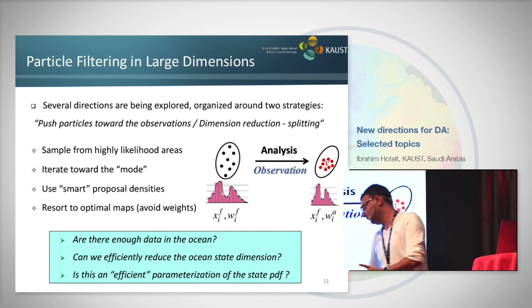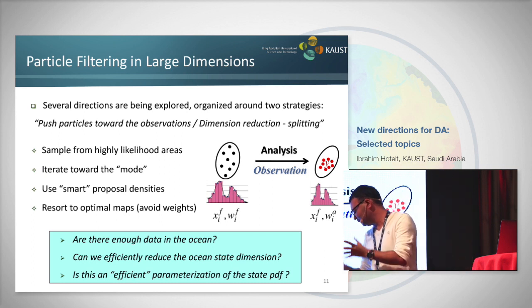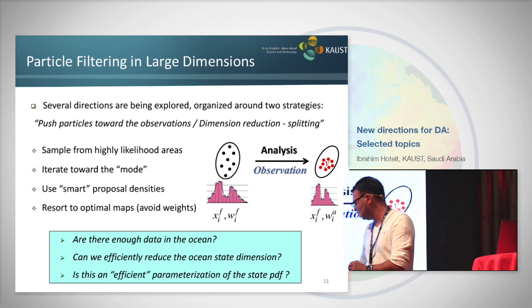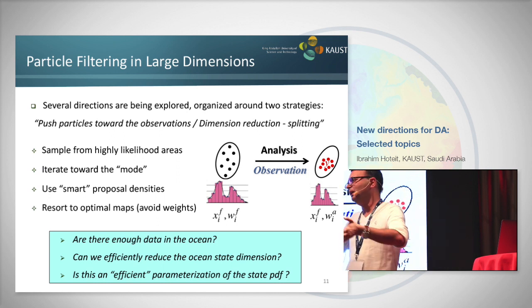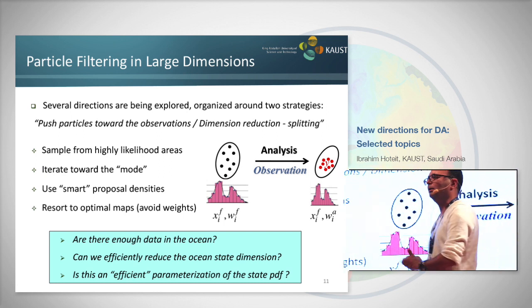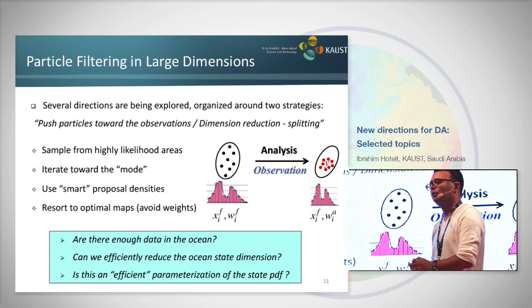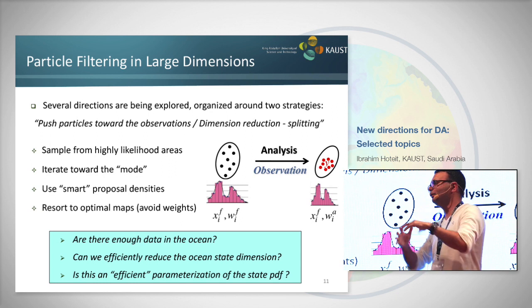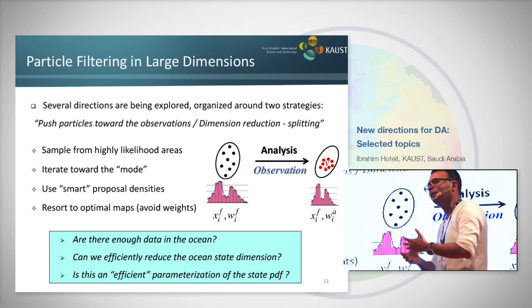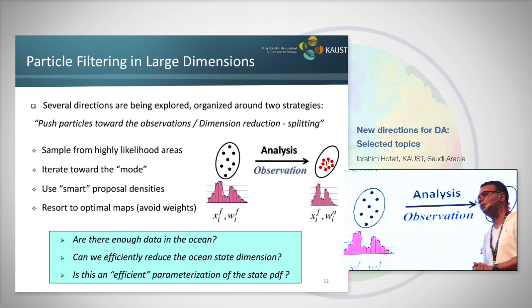My main question, and I'm a little bit skeptical about this, is that you're representing the whole PDF with 100 members, 200, 1,000. You're in dimension 10 to the 8. So how efficiently are you representing this PDF?